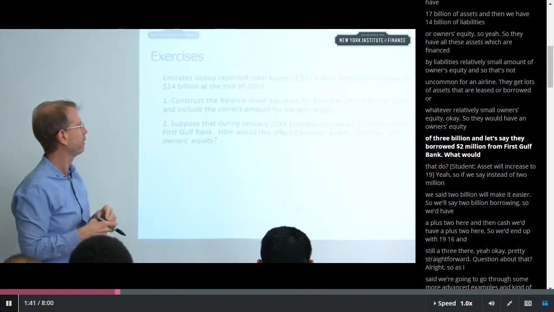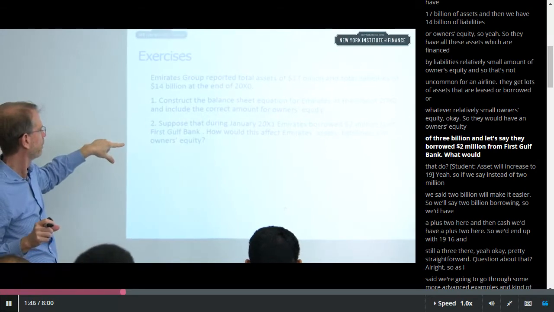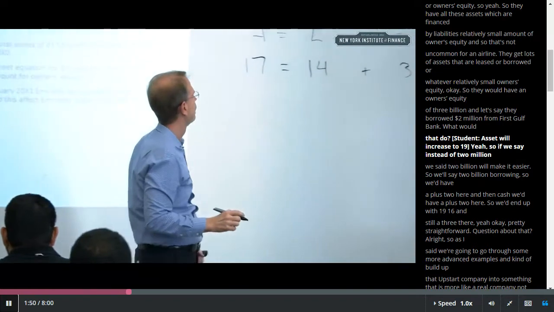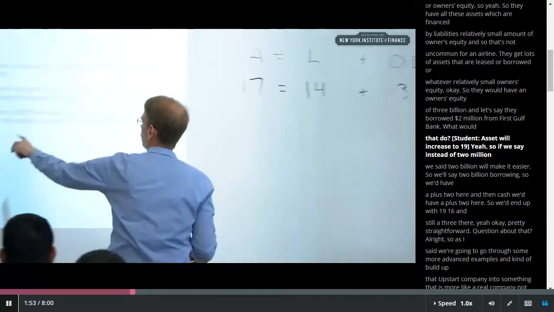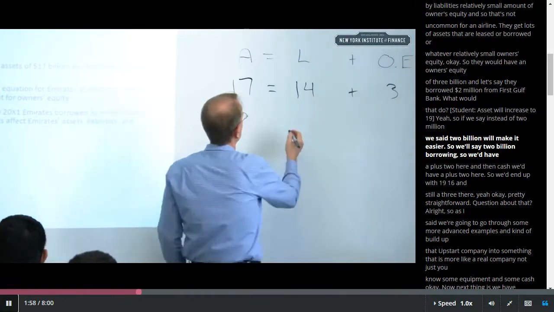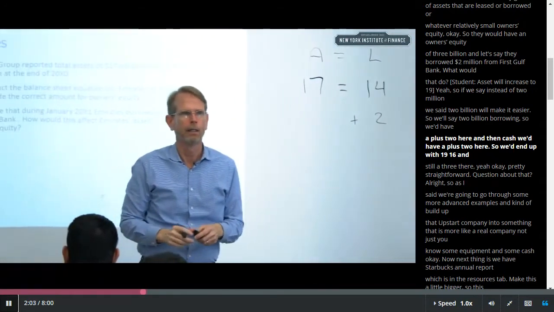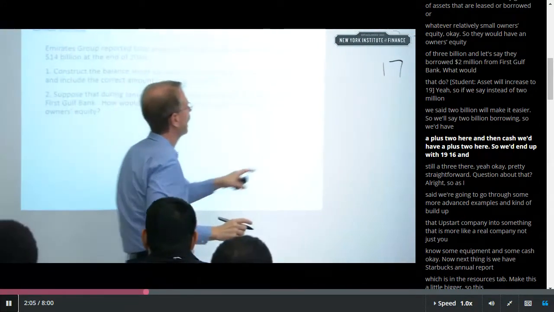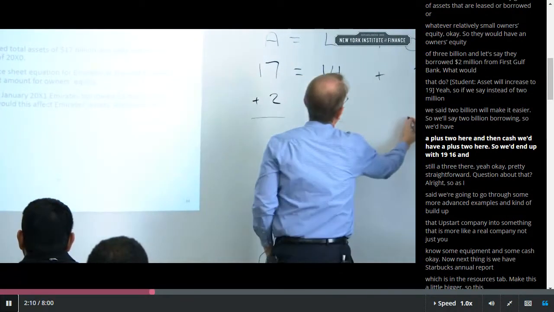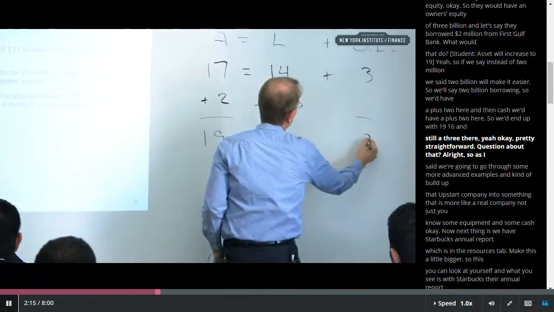And let's say they borrowed $2 million from the First Gulf Bank. What would that do? Yeah, so if we say instead of 2 million, we said 2 billion, we'll make it easier. So we'll say 2 billion borrowing. So we have a plus 2 here, and then cash, we have a plus 2 here. So we'd end up with 19, 16, and still a 3 there.